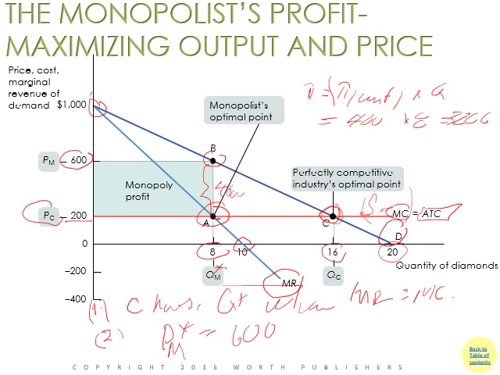So if this were a perfectly competitive firm, the price would only be $200. The output would be 16. So what you can see is the monopoly output is much less than the competitive output, and the monopoly price is much higher than the competitive price.